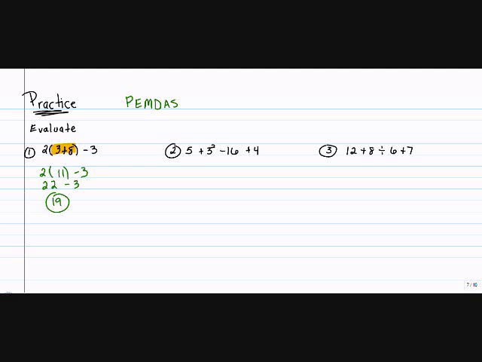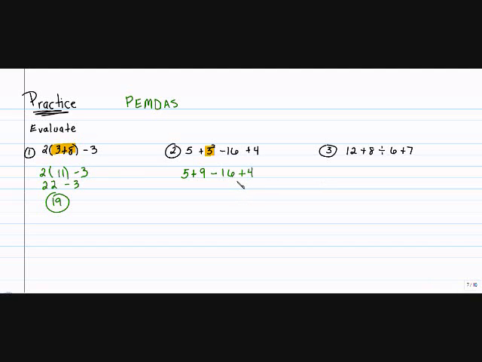Number 2. I have no parentheses, but I do have exponents, so that's why I need to solve first. And that is a 3. Okay, I thought that was a 5 for a second. So I'm going to rewrite my problem. 5 plus 3 squared means 3 times 3, or 9. And then I have a minus 16 and a positive 4. I have addition and subtraction left.